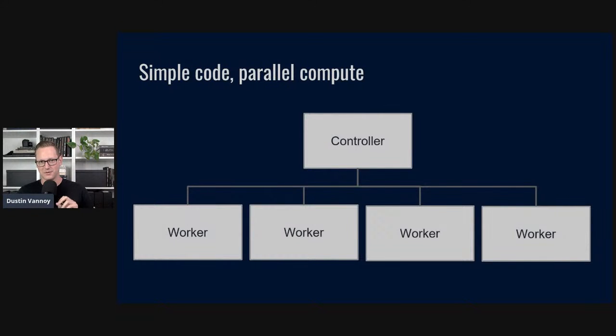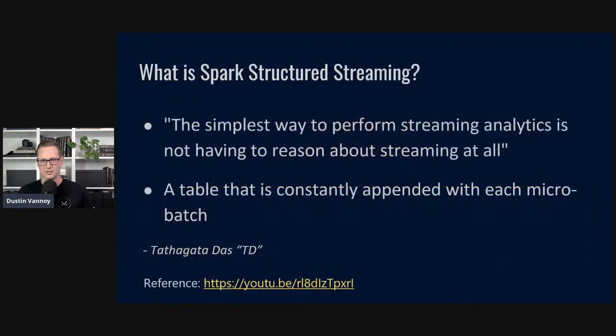Just to remind you, so that simple code parallel compute, this is what we're talking about. You have your driver application or controller node on Apache Spark, and it's going to split out a lot of your work onto the different worker machines or virtual machines, whatever it happens to be. With Azure Databricks, we configure this at the start, and it happens without us thinking too much more about it usually.